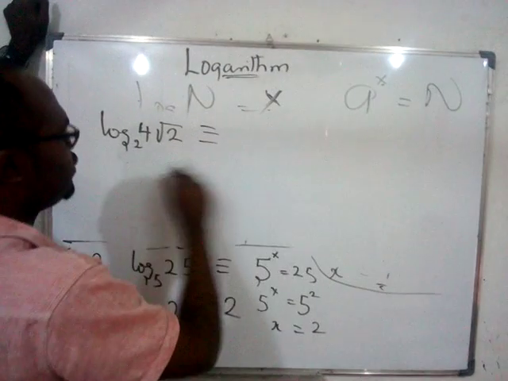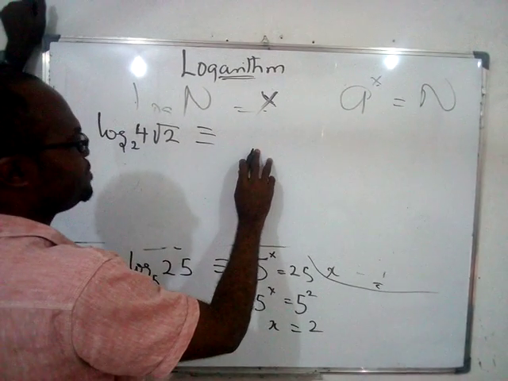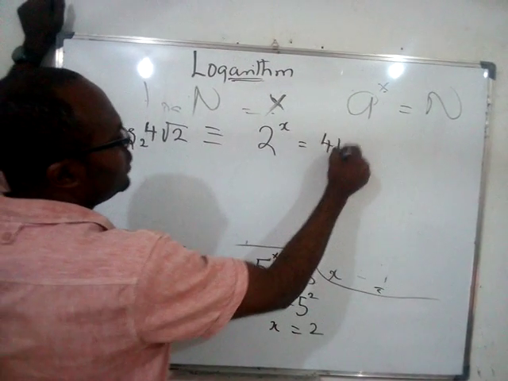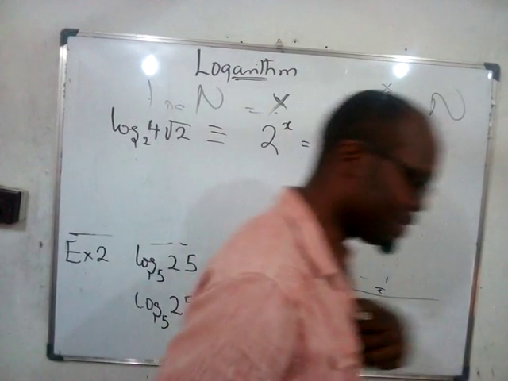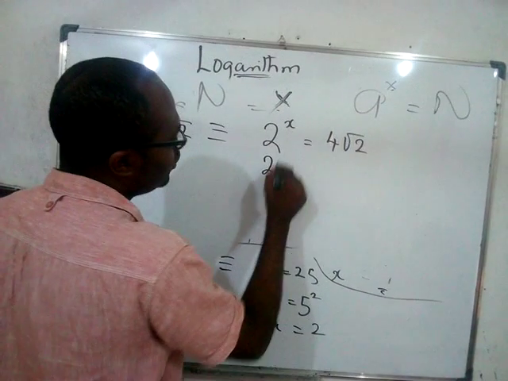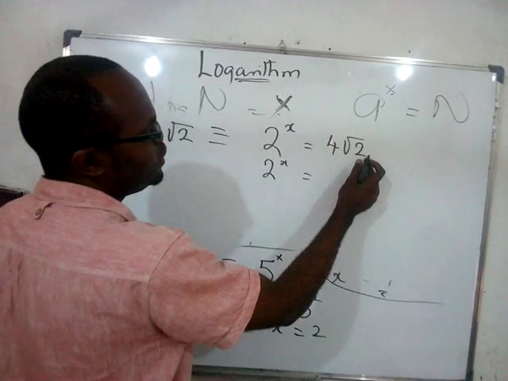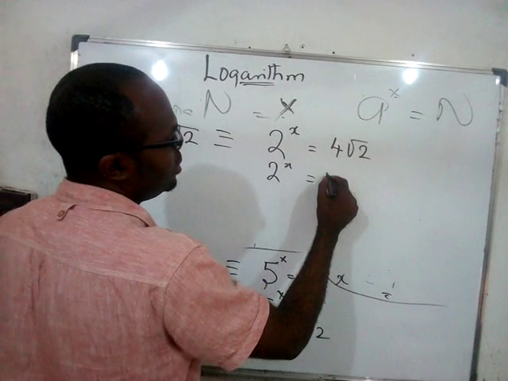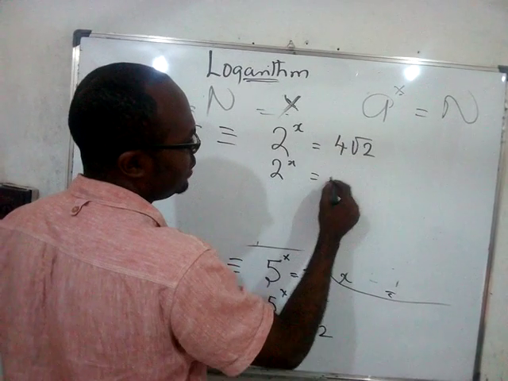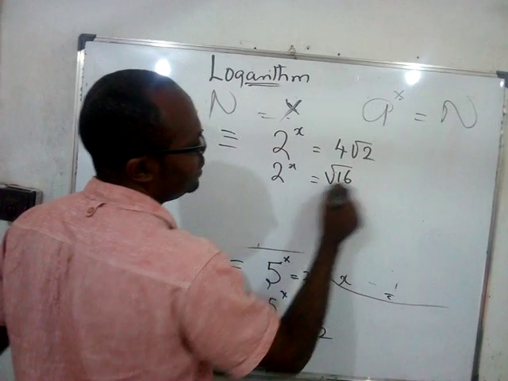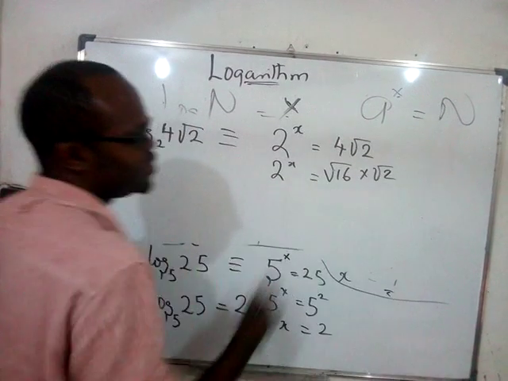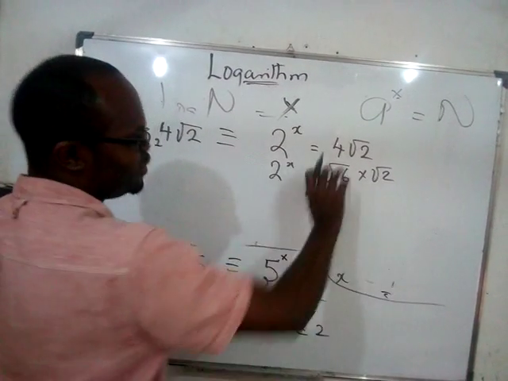First of all, we have to write the base. What is the base? 2 to power x equal to 4 root 2. That's the first thing we write. Is that not true? Now we also say that 2 to power x is the same thing as 4 root 2. You can say that 4 is the same thing as saying root 16. You know that root 16 gives you 4. So times root 2, because root 16 is the same thing as 4. We want to put all of them in short form.